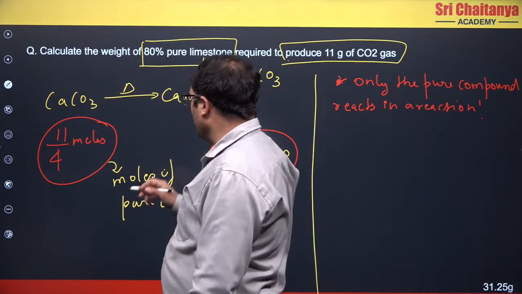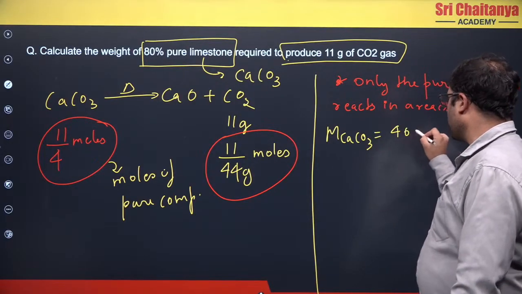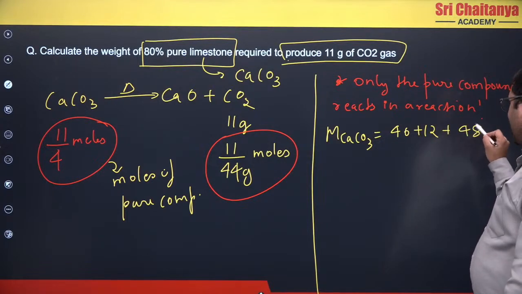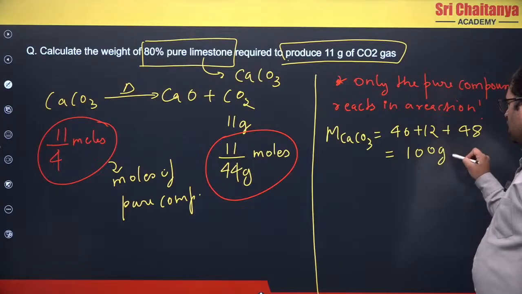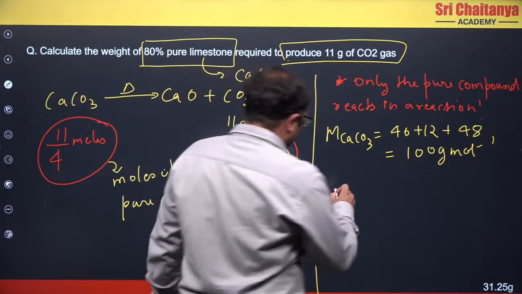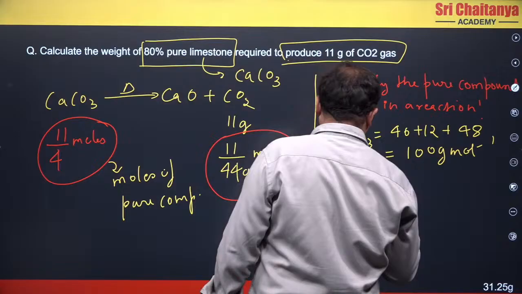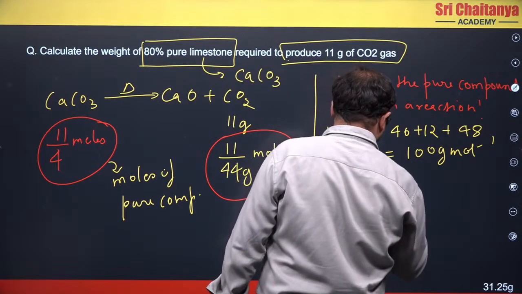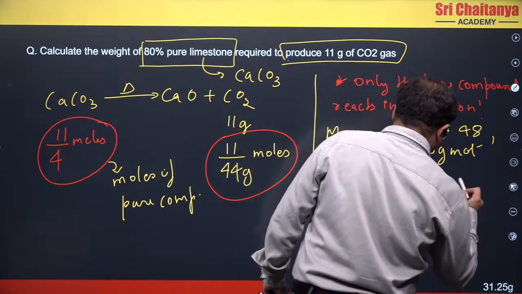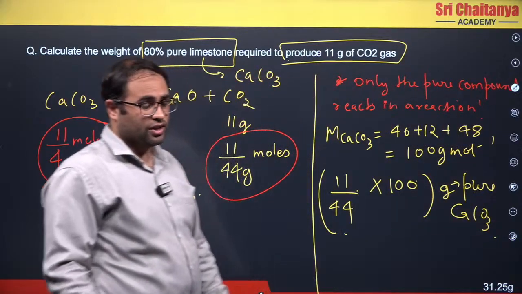So let us multiply it. Now the molar mass of calcium carbonate: calcium is 40, carbon is 12, 3 oxygens is 48. This gives you a mass of 100 grams per mole. Multiplied by this, you will have 11 by 44 into 100. Now this is the grams of pure calcium carbonate, right? Grams of pure calcium carbonate.